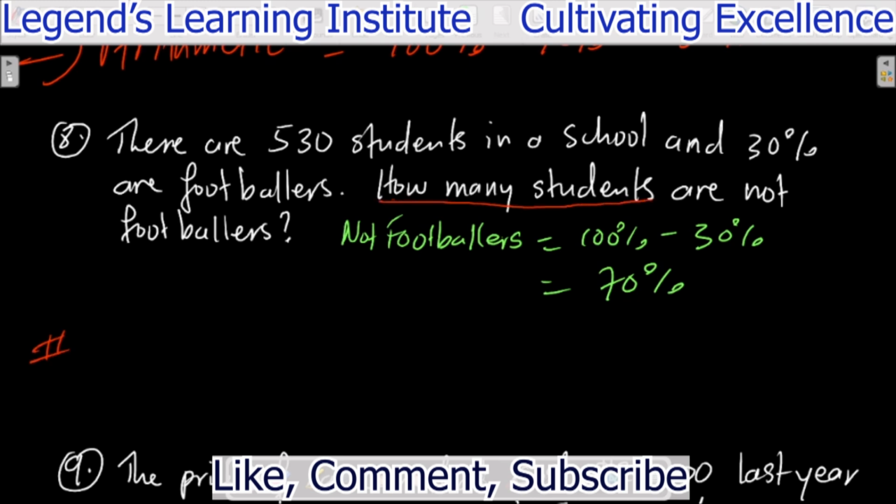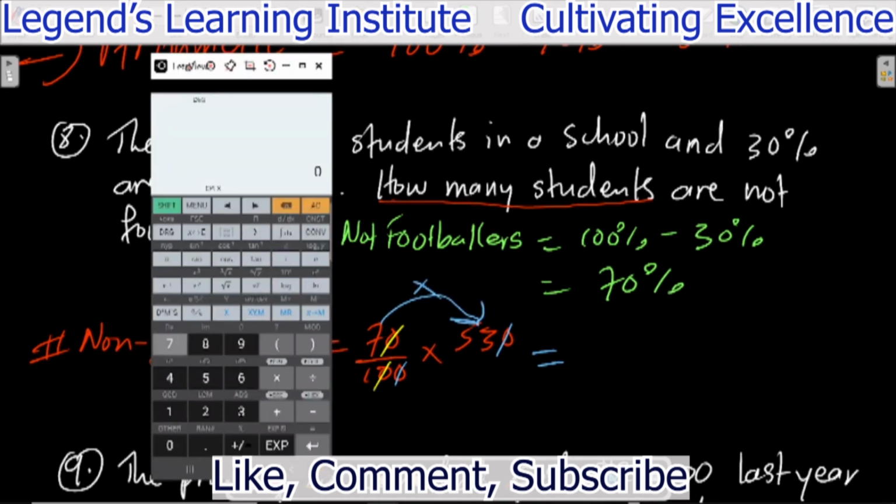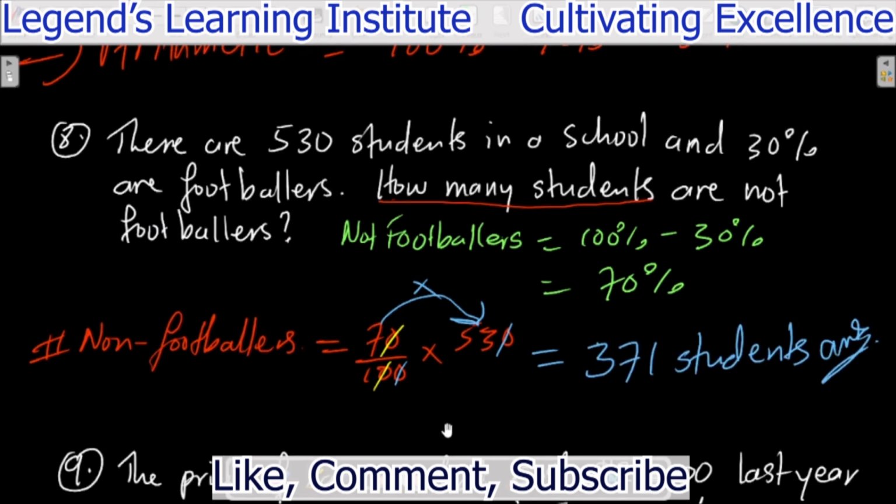So the number of non-footballers would be equal to 70 over 100 times the total number of students in the school, which is 530. And we can cancel. So the 0 here would cancel this 0, and then the other 0, this one would cancel this one. So the answer would be 7 times 53, right? 7 times 53 equals 371. That's the answer there.